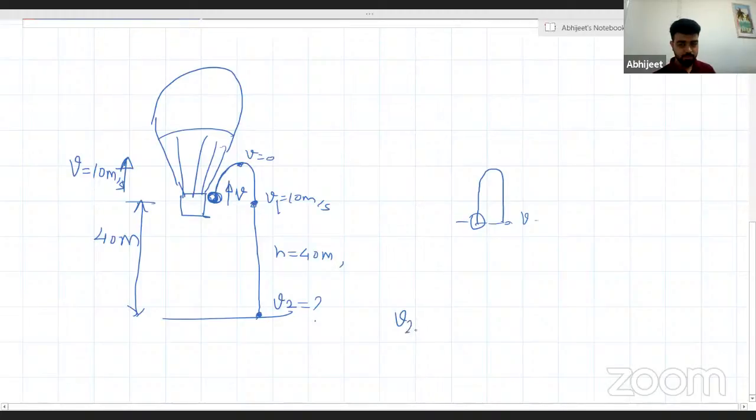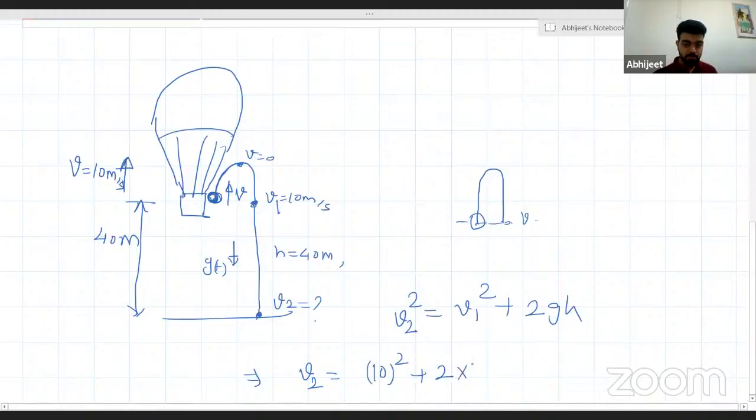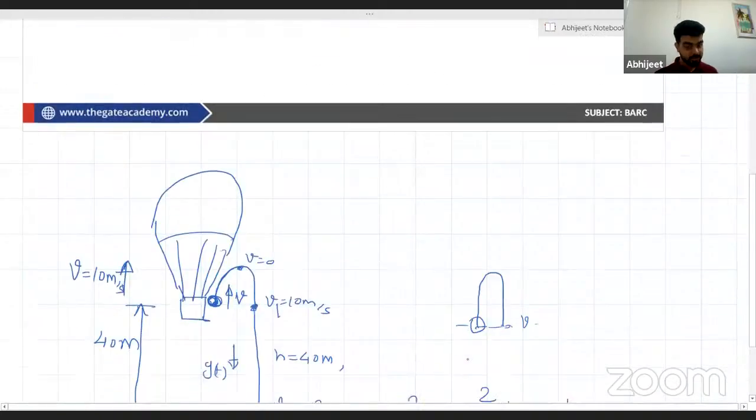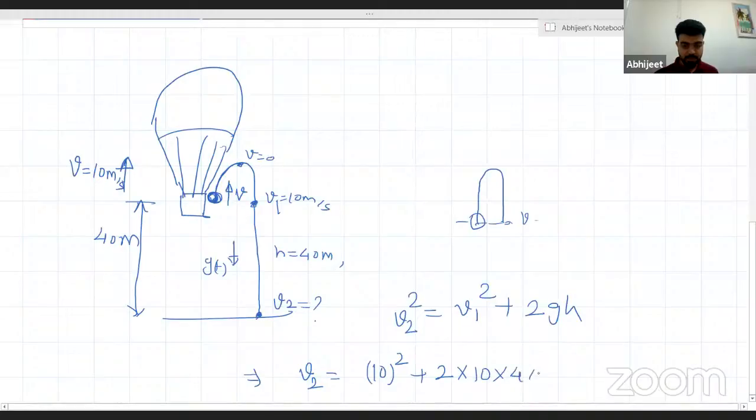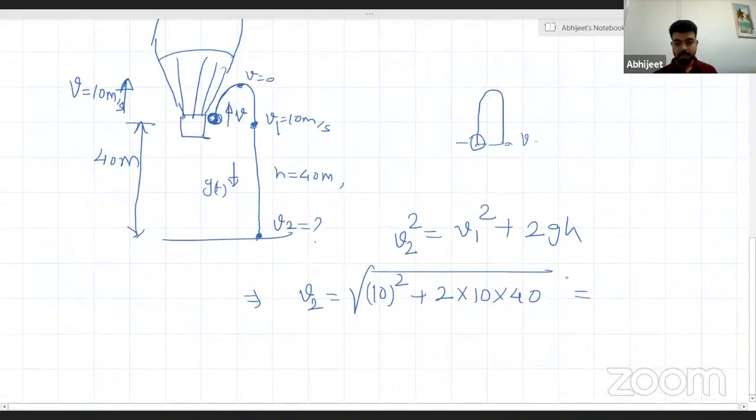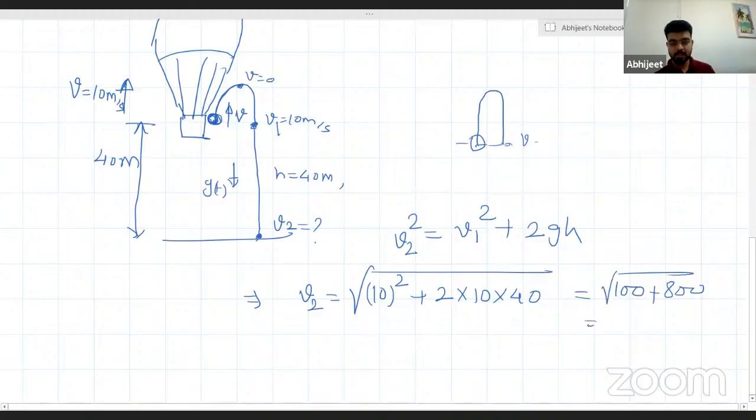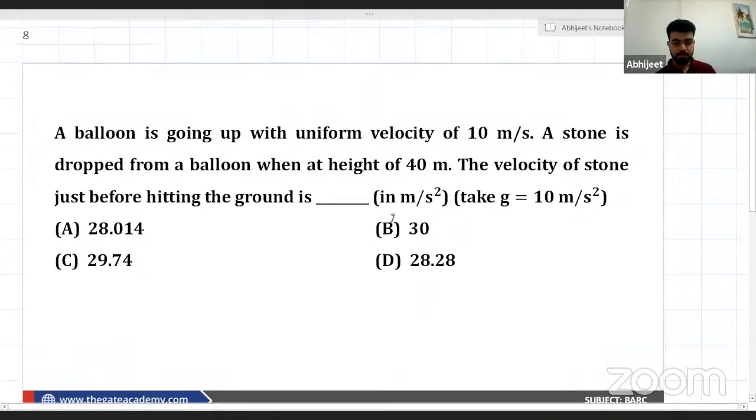So which equation can we use? v2 square is equal to v1 square plus 2gh. Because the ball is coming downward, g is positive. So v2 is the square root of v1 square, that is 100, plus 2 into g. How much is g given? g is 10, remember, and h is 40. So it will be 100 plus 800, that is 900. So 900 is nothing but 30 meter per second. So v2 will be 30. So B is the correct option.